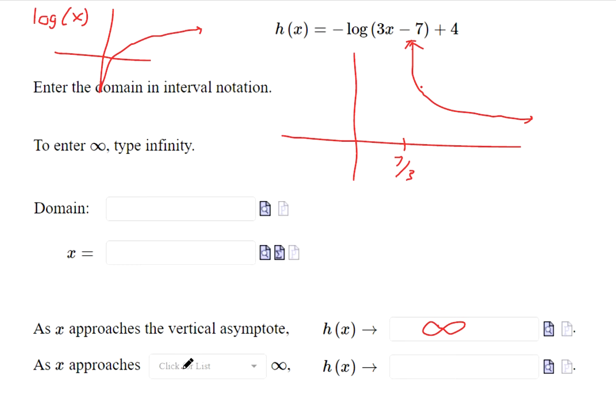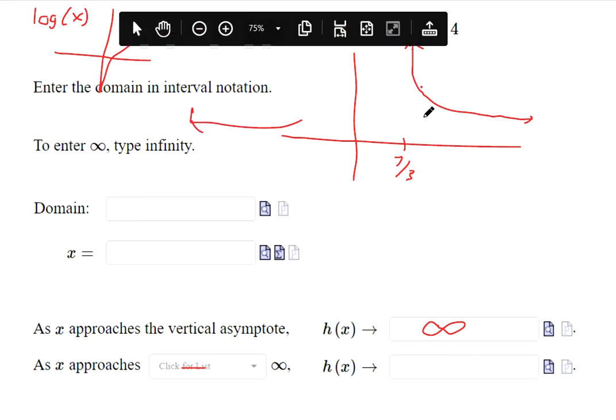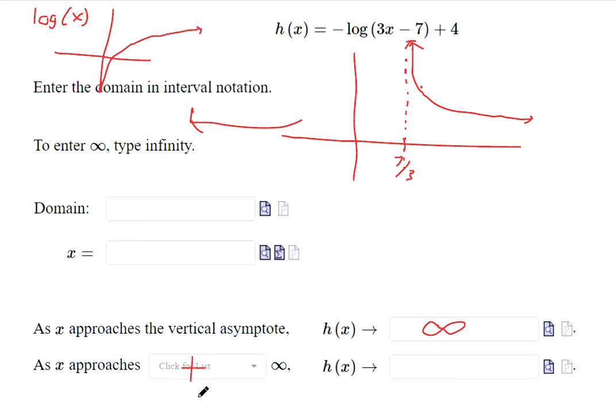We don't want to choose negative infinity here because as x approaches negative infinity, we're going in this direction, right? The graph has no behavior over here. The graph is cut off by this vertical asymptote, and there's nothing to analyze over here because the function doesn't exist as x approaches negative infinity. So you want to analyze as x approaches positive infinity. What's happening to h of x?